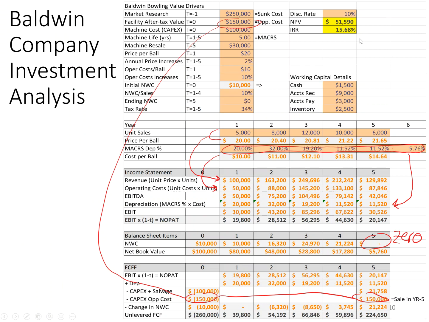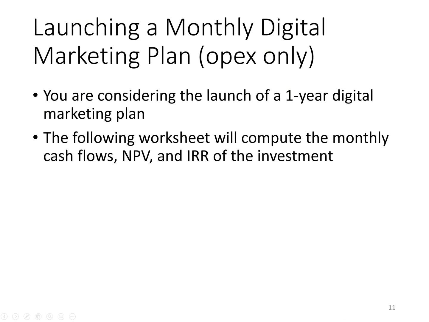So that's the first project. Let's look at a smaller project. We're thinking, here's another company thinking about launching a monthly digital marketing plan. So it's OpEx only, and it's considering the launch of a 1-year digital marketing plan. The following worksheet will show all the cash flows, calculate the NPV and the IRR.